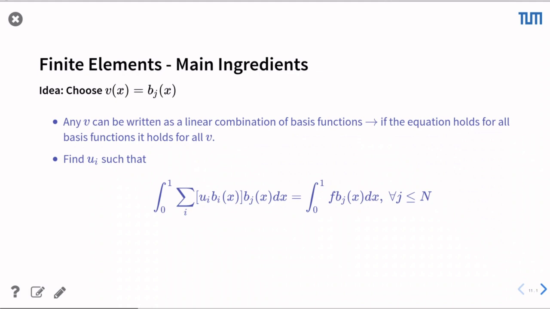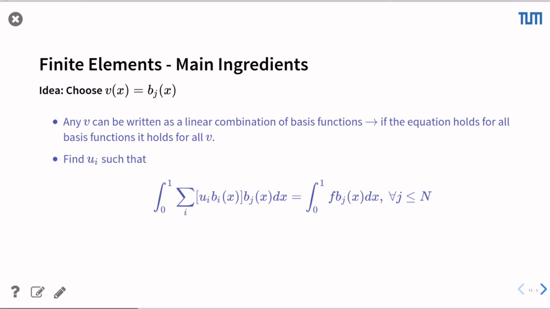And the answer is quite simple. We just choose the v's to be each and every basis function of the space V. And since any function in the space V can be written as a linear combination of its basis functions, such as the definition of what a basis function is, we know that our equation must then hold for all v in the function space. So if we insert that into the equation, then we've just rewritten it in this form.